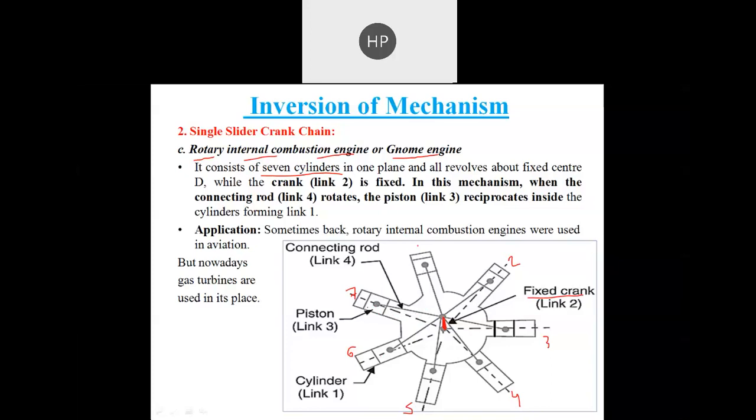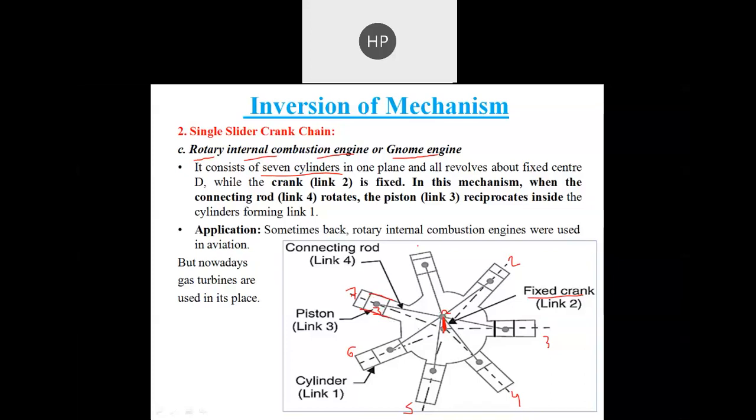In this one each cylinder performs as a separate 4-bar link. So here this is one turning pair, this is the second turning pair, this one is the third turning pair, and this piston sliding into the cylinder is the fourth pair, a sliding pair. So we have a total of 4 pairs. Out of them, 3 are turning pairs and 1 is a sliding pair.